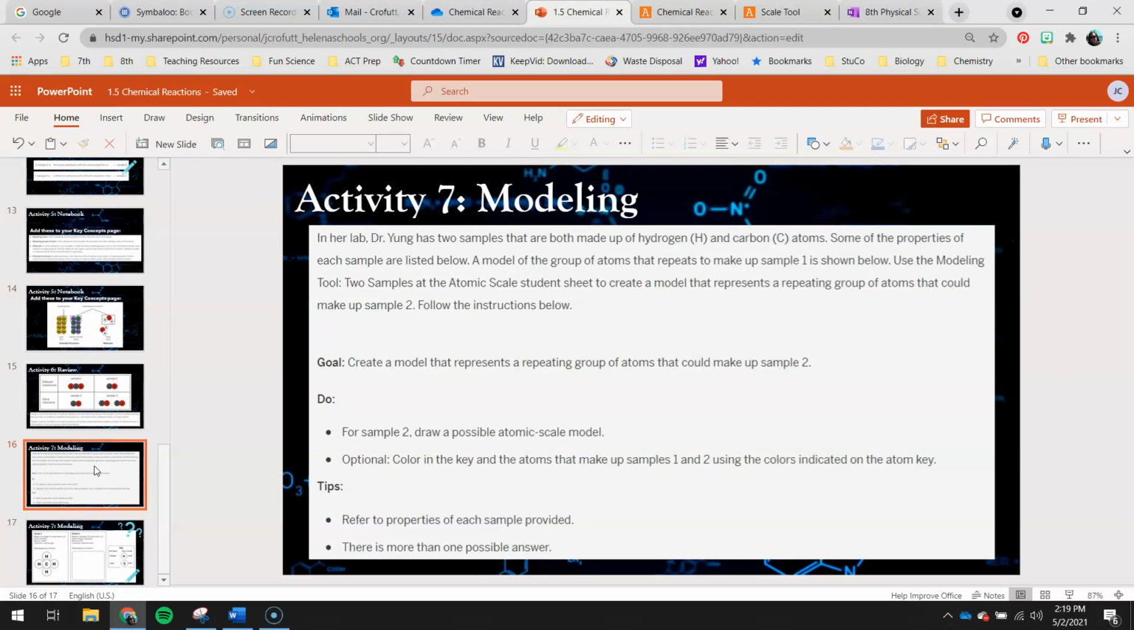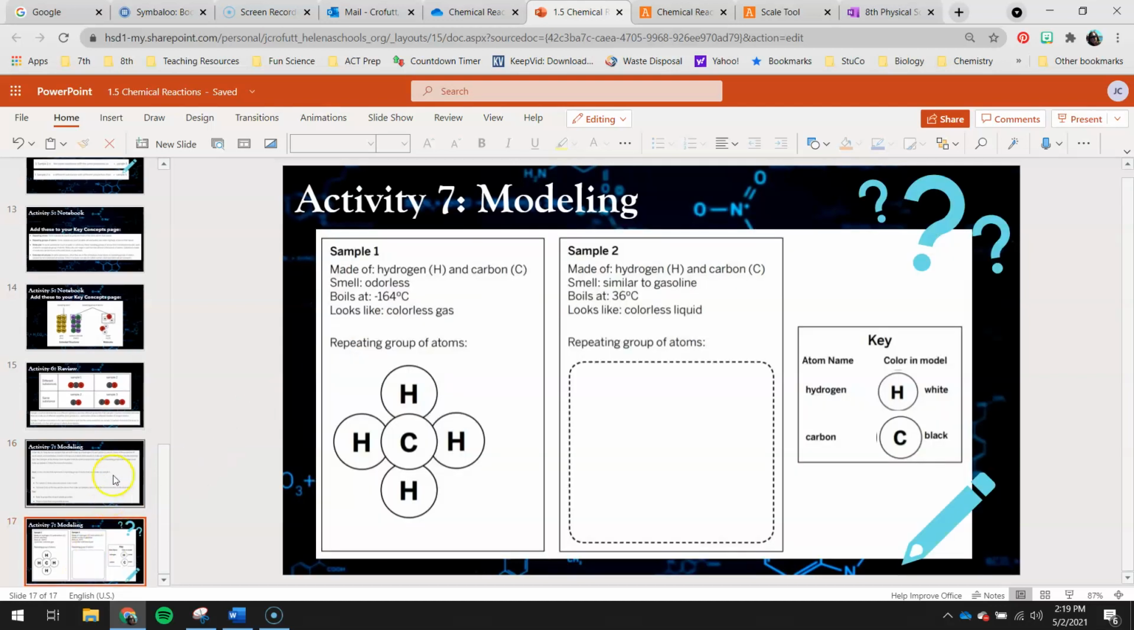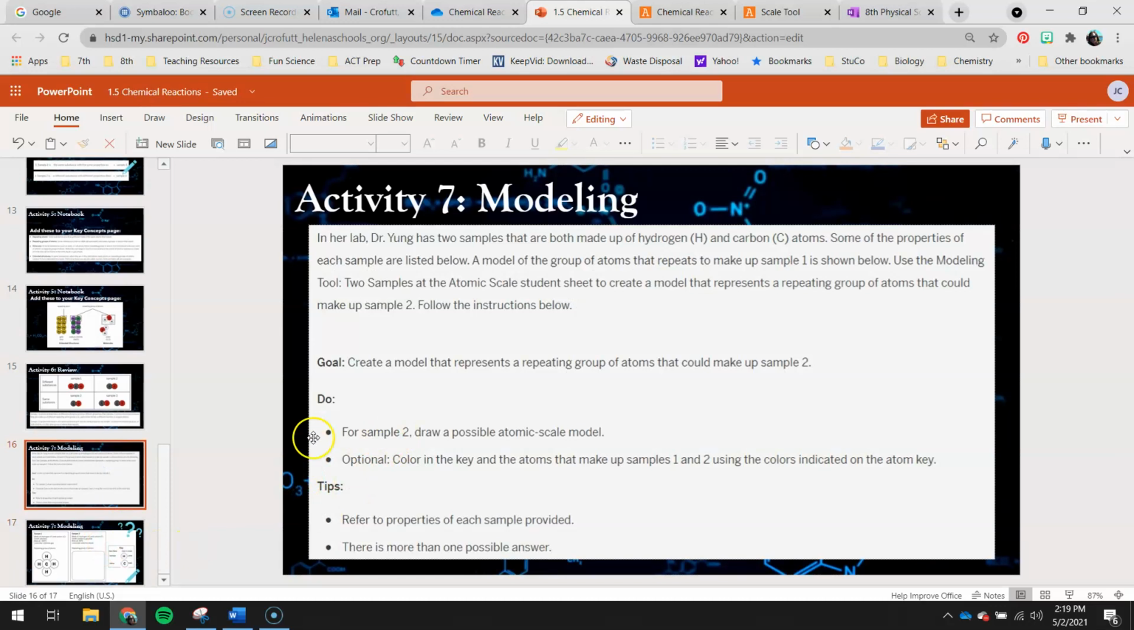So we are just looking at one molecule. Use the modeling tool, 2 samples at the atomic scale student sheet, to create a model that represents a repeating group of atoms that could make up sample 2. Follow the instructions below. You will see that on slide 17, which is our next slide. Your goal is to create a model that represents a repeating group of atoms that could make up sample 2. Remember that Dr. Young had 2 samples, both made up of carbon and hydrogen. You are going to be responsible for creating sample 2, which we know is different than sample 1, but is still made up of only carbon and hydrogen.